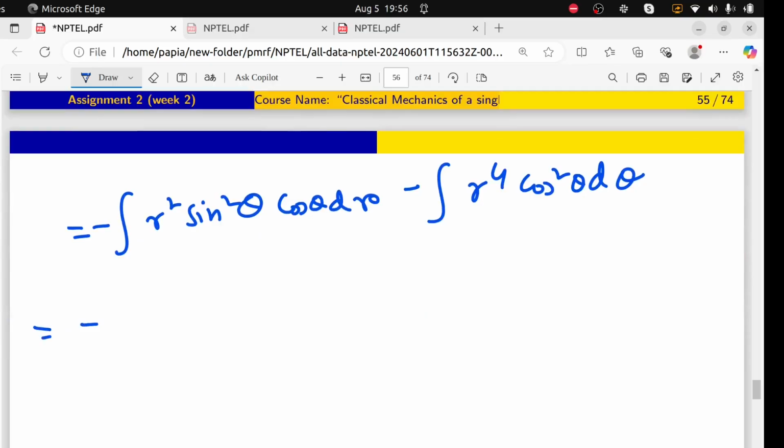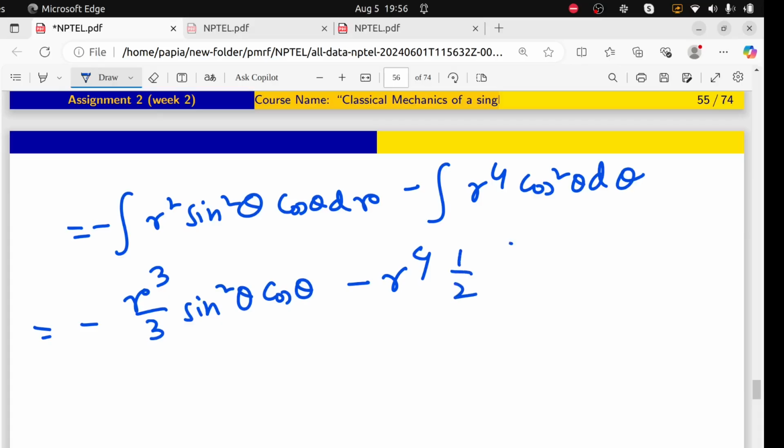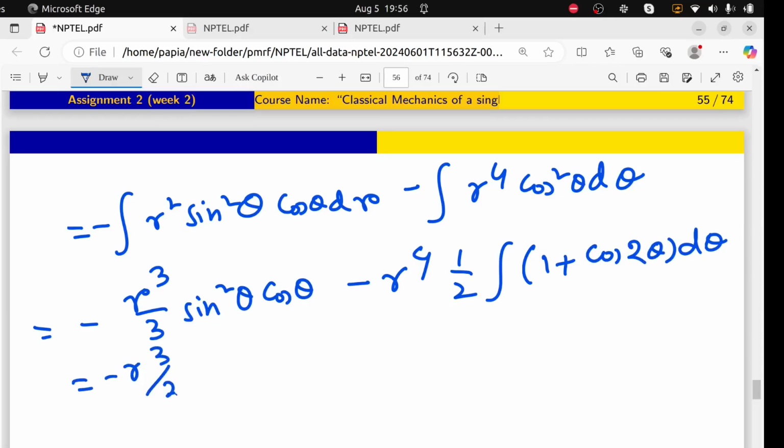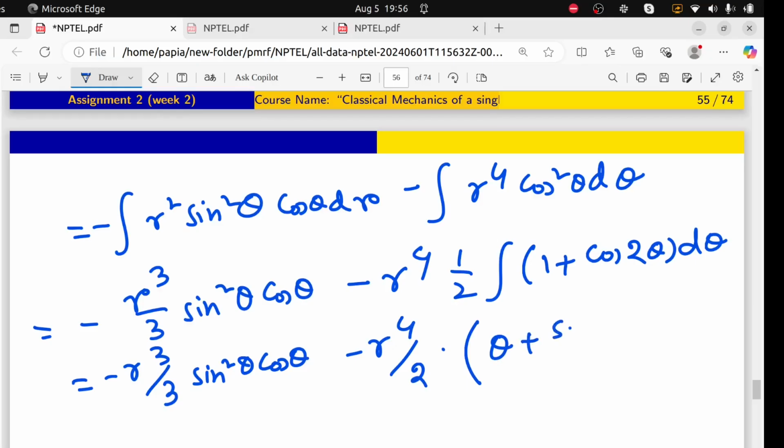Okay, so minus, here the integration is only on r, so it will be r cube by 3 sine square theta cos theta minus r to the power 4. Theta will be, it is the integration on theta, so it is half, 2 cos square theta means 1 plus cos 2 theta d theta. So minus r cube by 3 sine square theta cos theta minus r to the power 4 by 2. It is theta plus cos integration is sine 2 theta by 2.